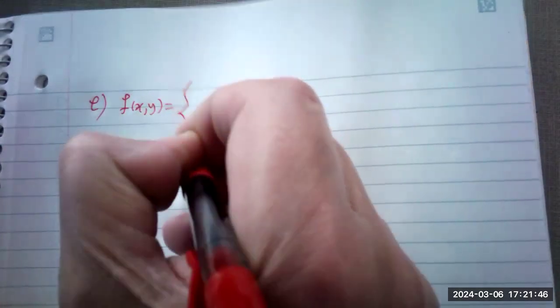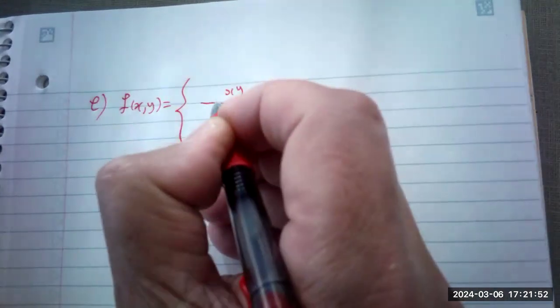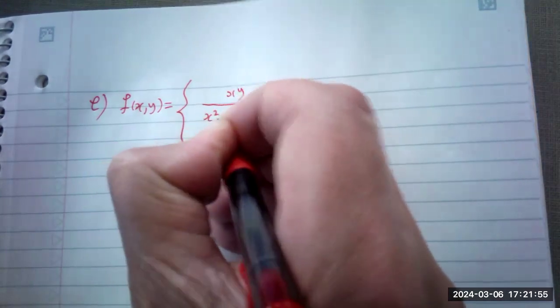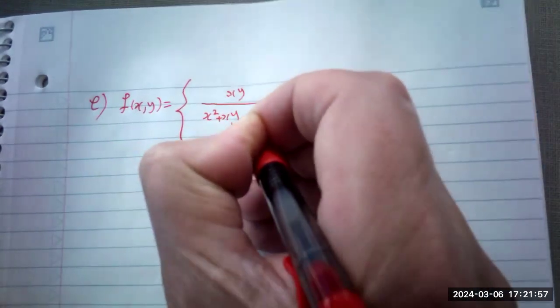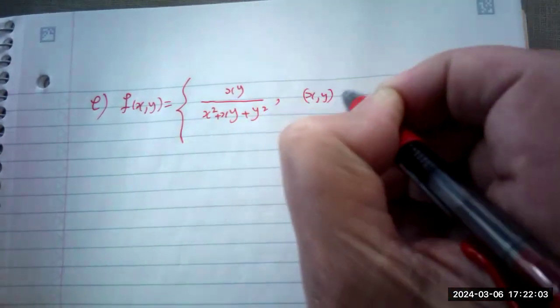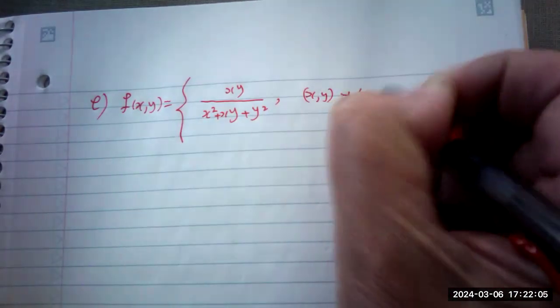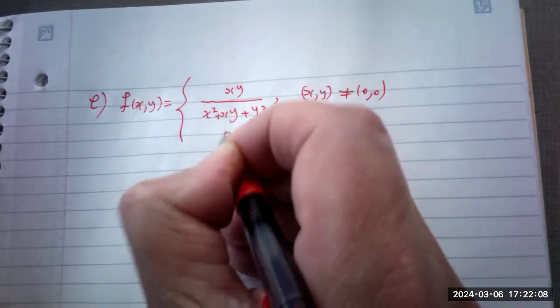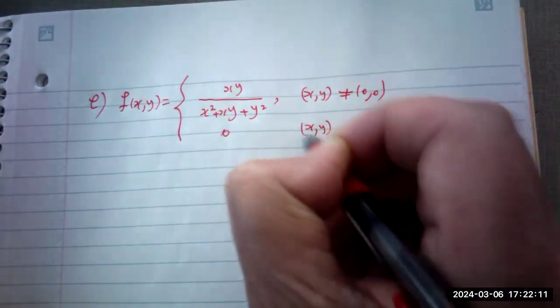This next one is interesting. Okay, part E. It's easy but interesting. You haven't seen it. f of x, y is going to be this one: x y over x squared plus xy plus y squared, in the case when x, y is not equal to 0, 0, and it's 0 when x, y is equal to 0, 0. And check this one.